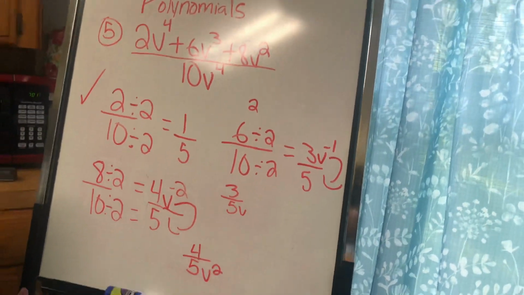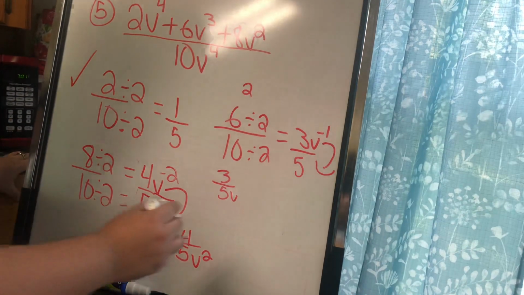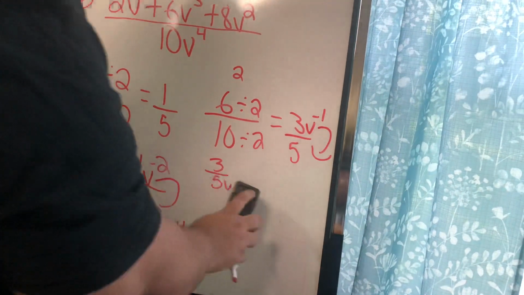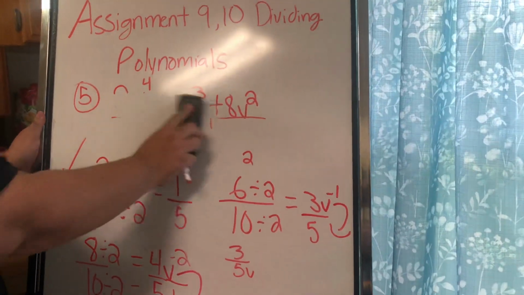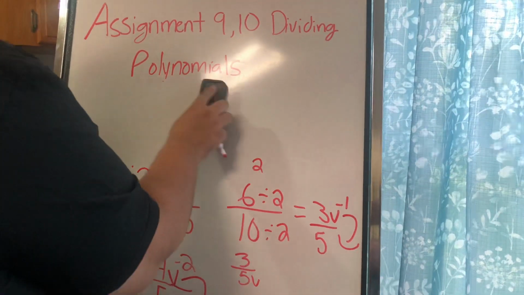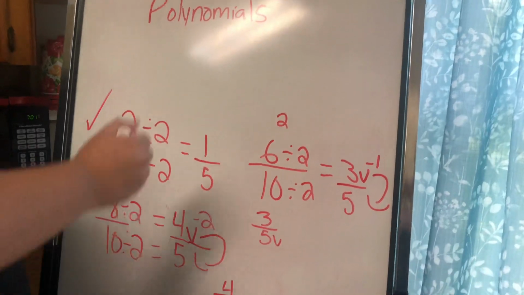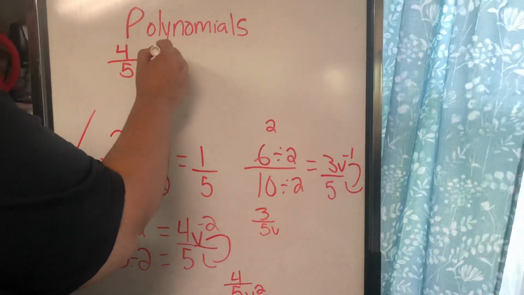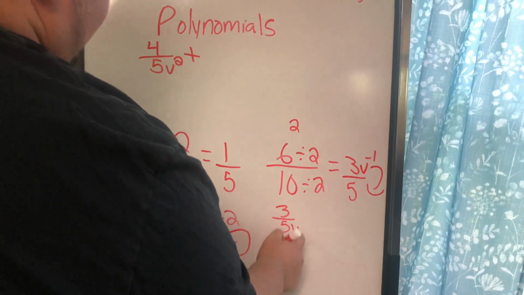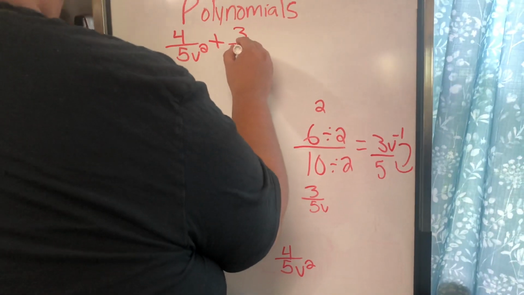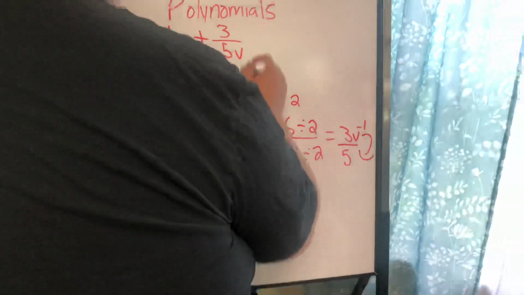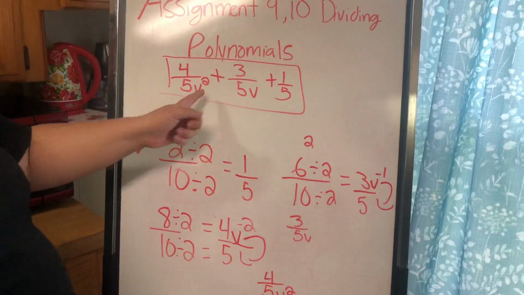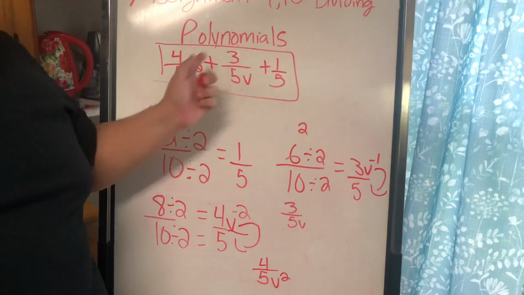Now let's combine all three as our answer. So our answer is going to be 4 over 5, actually, let me write that up here. Get rid of this, since I ran out of space. I get the one that has highest exponent. So 4 over 5 v squared plus, this is the next one that has one, 3 over 5 v, and last one is 1 over 5. Answer. Because remember, it's always whatever has the highest exponent in the descending order.